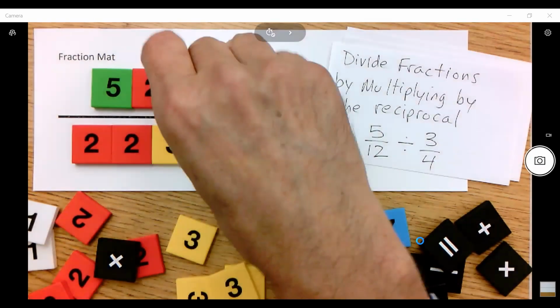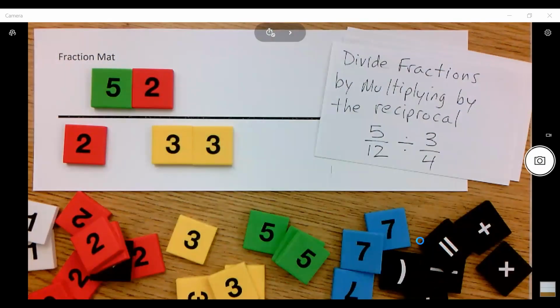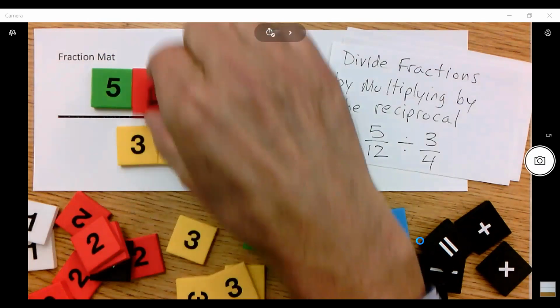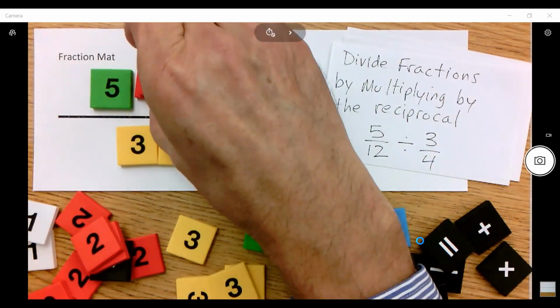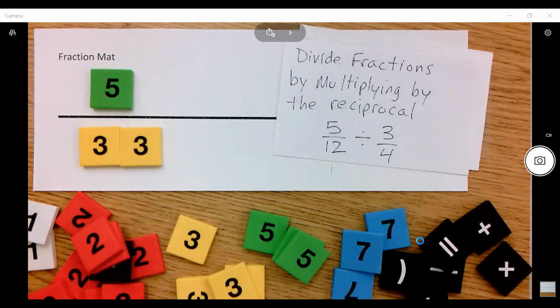And so I've got a 2 common to the numerator and denominator. 2 divided by 2 is 1. I'm going to pull that right out. I've got a second 2 common to the numerator and denominator. 2 divided by 2 is 1. That's going to drop out as well, and we're left with 5/9.